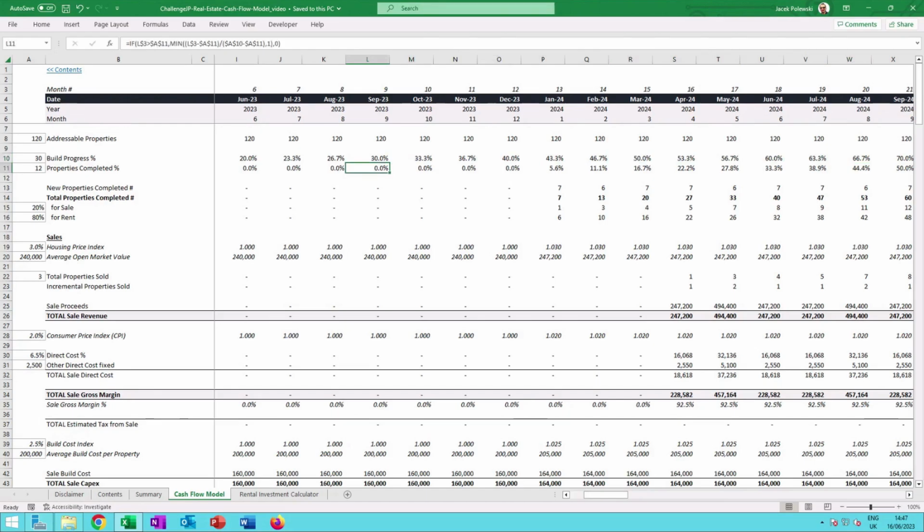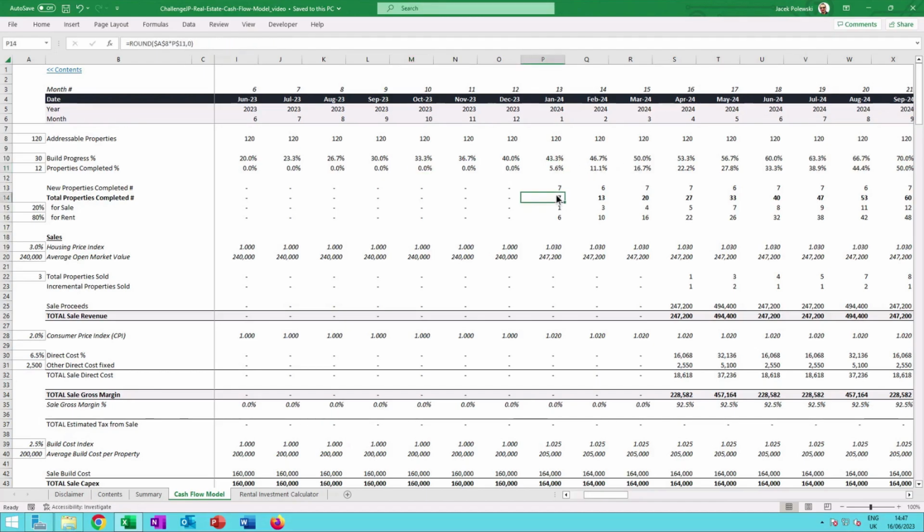And then you also have the percentage of properties completed. If you recall, one of the assumptions in the model is the ability to set the month at which the first property will be completed. For example, if you're building 120 properties over 30 months, you may decide that the first property will be ready for sale or ready for rent after, for example, 12 months, right? So you don't have to wait until the entire project is completed. And that's exactly what you see in here.